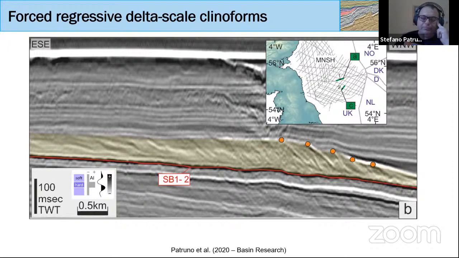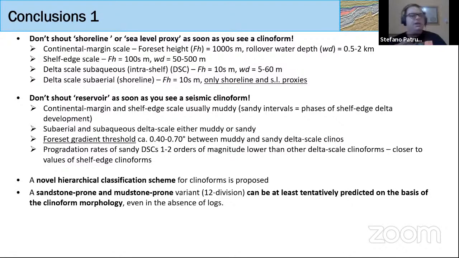Okay, so conclusions of the first part of the presentation. So the first conclusion, don't shout shoreline or sea level proxy as soon as you see a clinoform, because there are different scales of clinoforms, each one associated to something different. Continental margin scale has a foreset height of thousands of meters, rollover water depths between half a kilometer and 2 kilometers. Shelf edge scale has hundreds of meters foreset height, water depths of the upper rollover point, 50 to 500 meters. Delta scale subaqueous is intra-shelf.